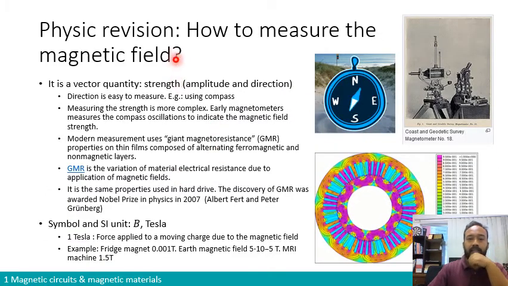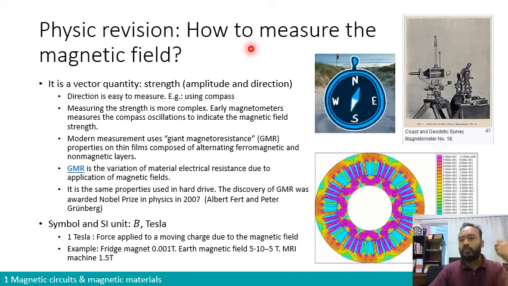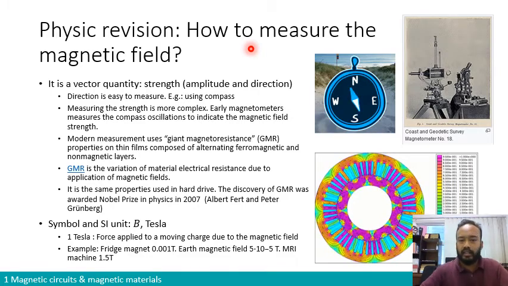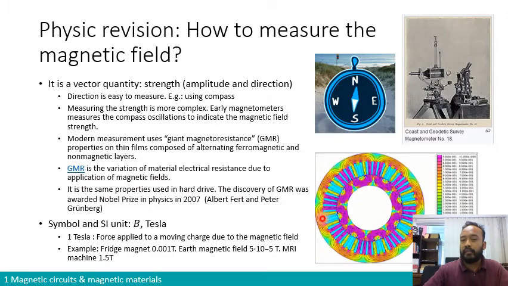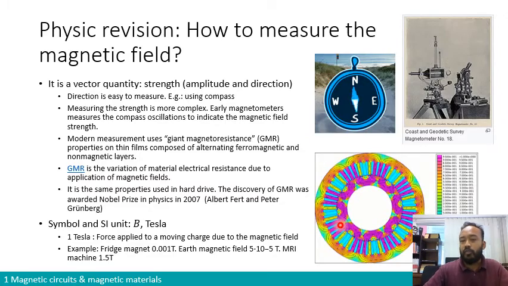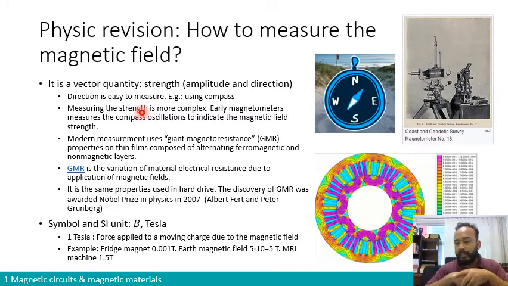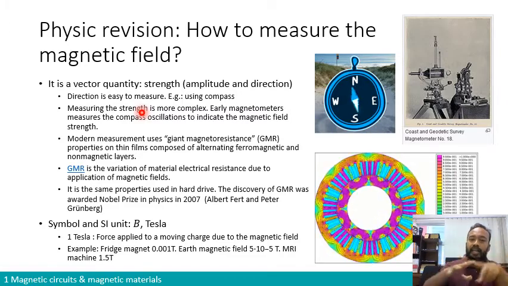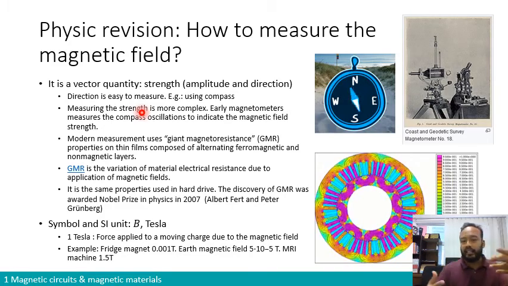So the next topic: how do we measure magnetic field? Magnetic field is very important because without it, you will not be able to rotate your electrical machines. The question now is, how do we measure it? A magnetic field is a mathematical object, a field. It is an area where you describe a certain strength and direction.